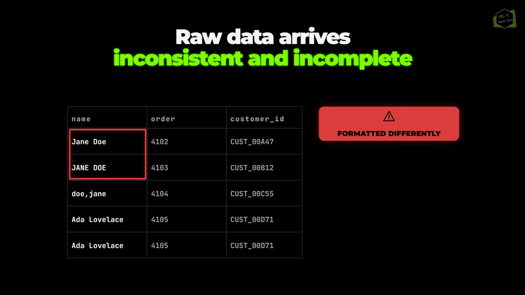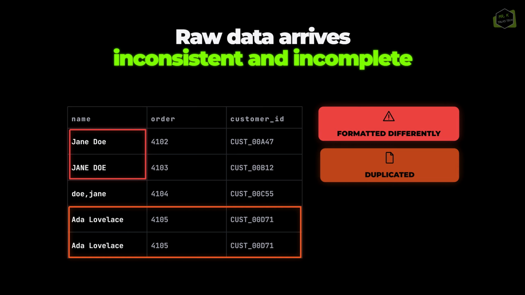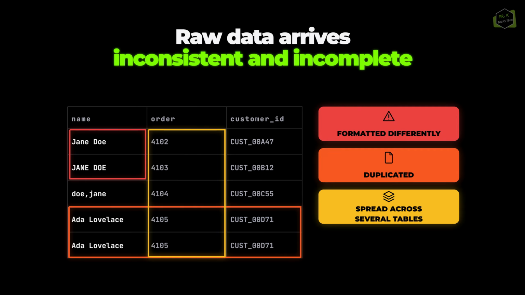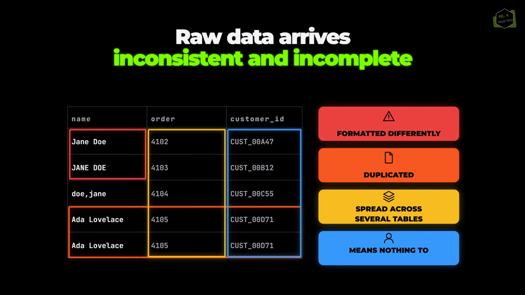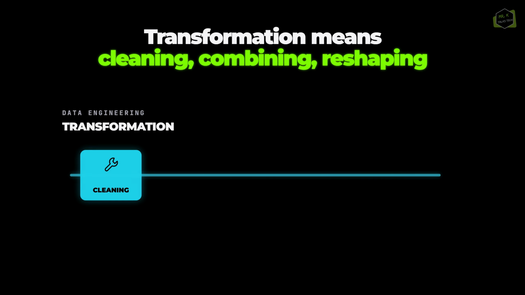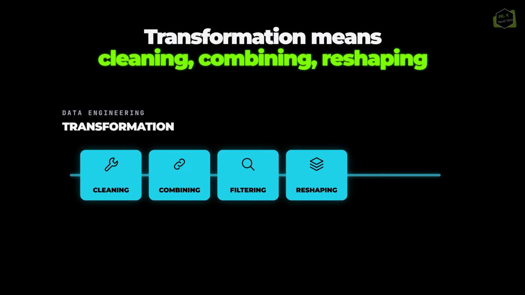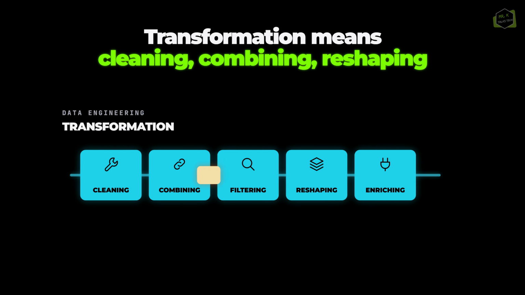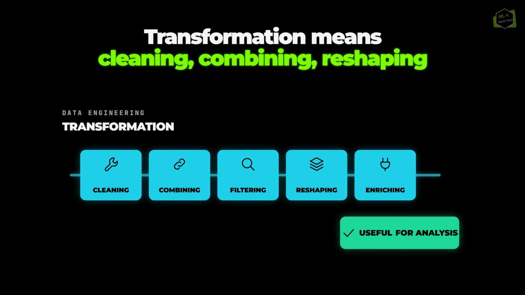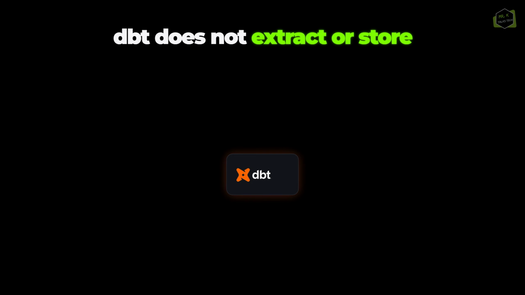Customer names may be formatted differently. Some records may be duplicated. Order information may be spread across several tables. Internal IDs may not mean anything to business users. In data engineering, transformation means cleaning, combining, filtering, reshaping, or enriching raw data so it becomes useful for analysis. This is where DBT comes in.